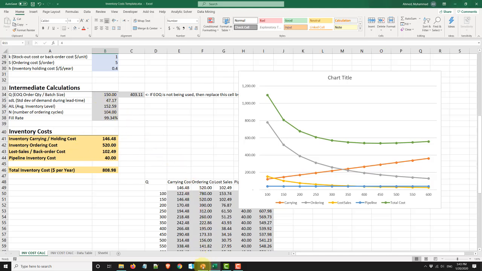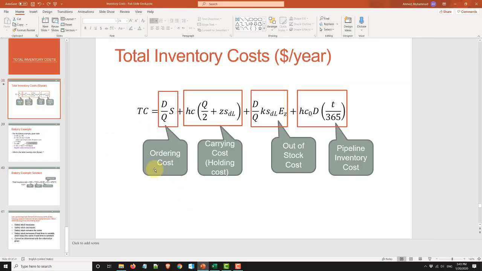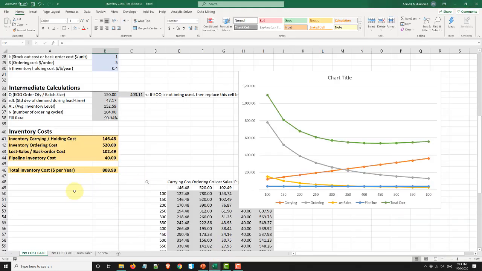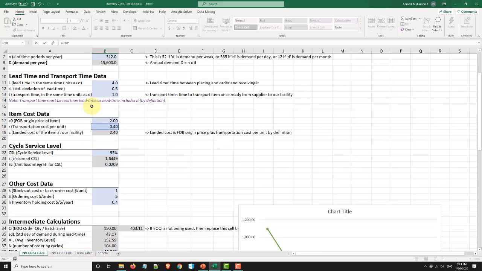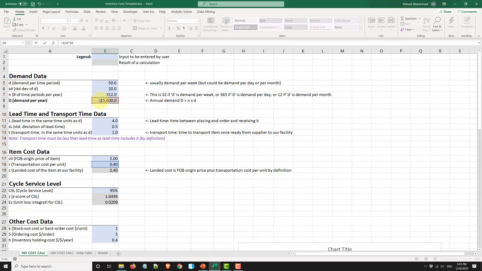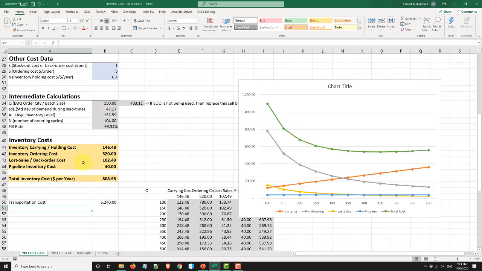Now, to conclude this lecture, let me go to this slide and point out why we are doing all this work on inventory costs. Because often, your transportation cost, by the way, you can also calculate. That's going to be your transportation cost per unit of R, multiplied by your annual demand right here. So this is your transportation cost in dollars per year.